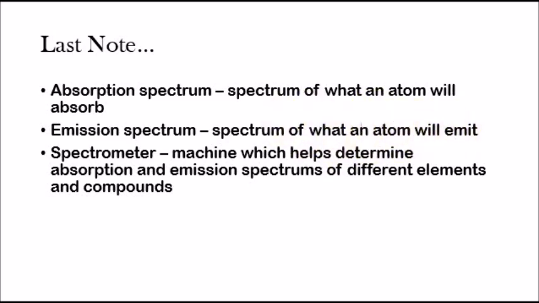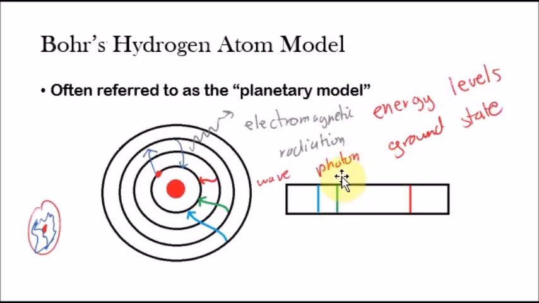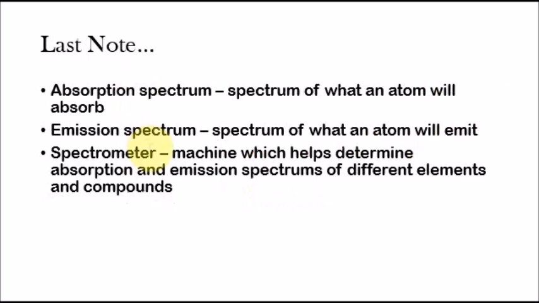So what we're looking at here is the emission spectrum, because we're seeing the energy of when the electrons come back down. So the absorption spectrum is all the energies of the waves for the electron to go up, and the emission spectrum is all the lines of the energies of the waves when the electron comes back down and energy is being released. And a spectrometer is a machine which helps determine the absorption and emission spectrums of different elements and compounds.